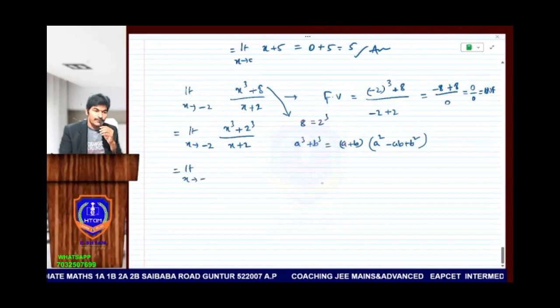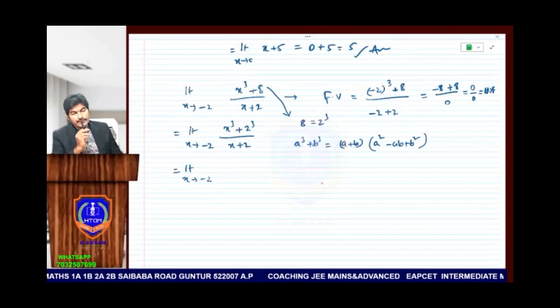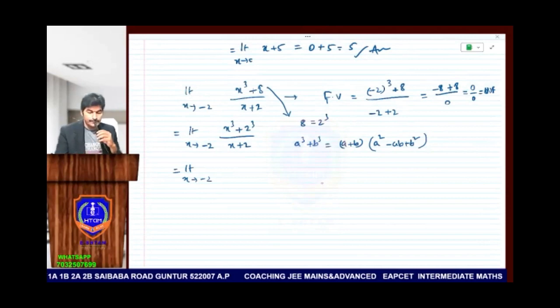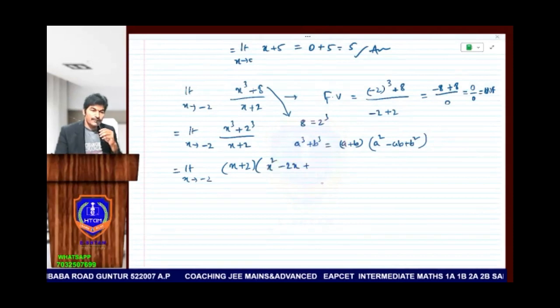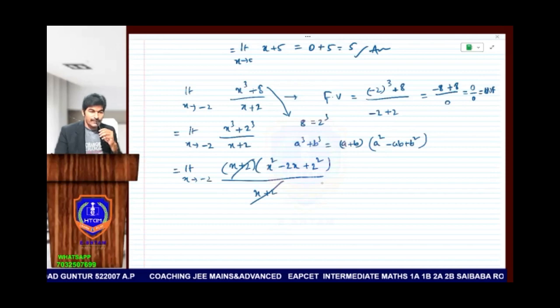So limit x tends to minus 2. A is x here and b is 2. So a plus b means x plus 2, and x square minus 2x plus b square means 2 square, divided by x plus 2. So x plus 2 got cancelled.